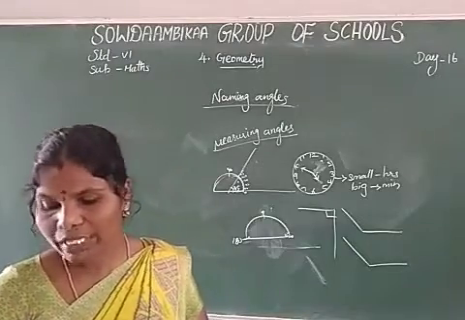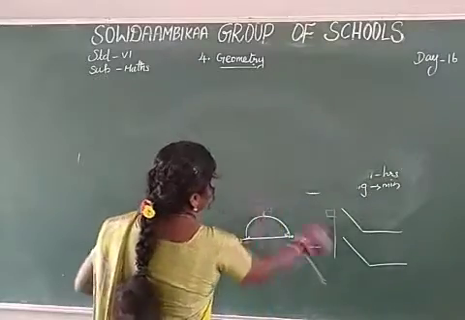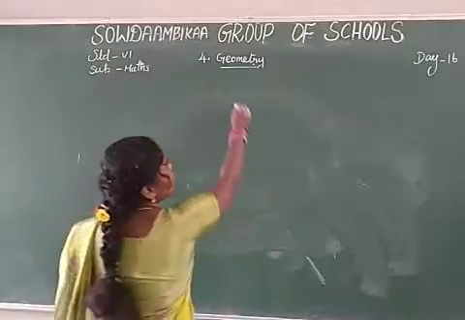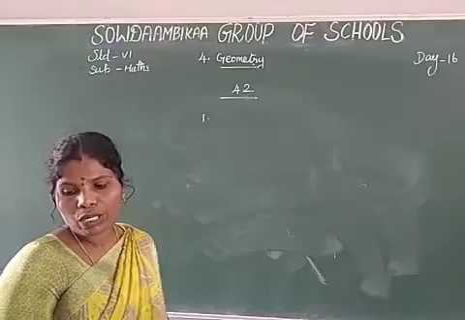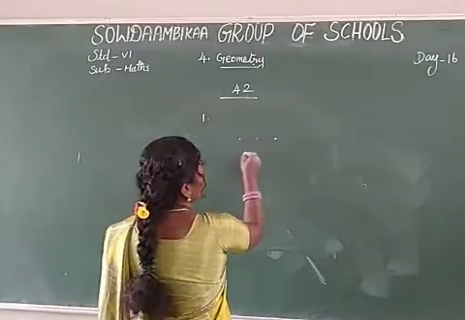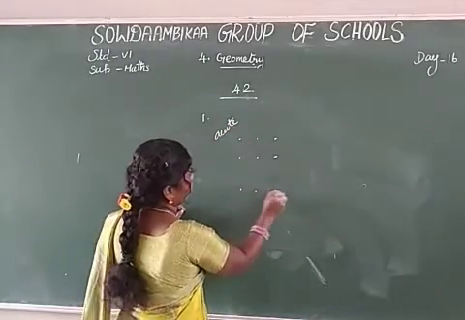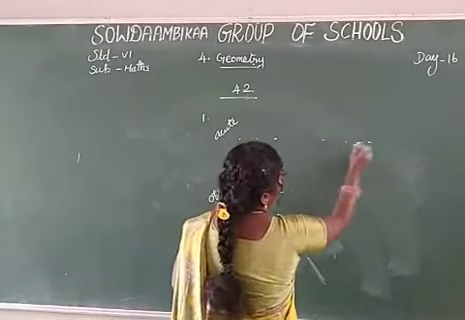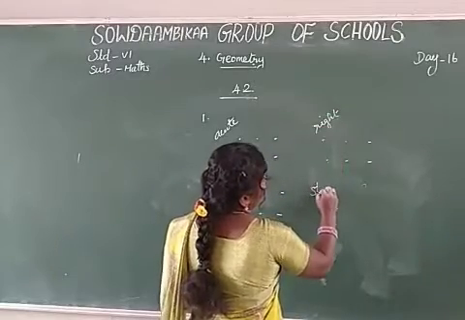Next, take page number 97, exercise 4.2. The first sum: given dots on acute angle, obtuse angle, right angle, straight angle. The 3 points given: acute angle, obtuse angle, right angle and straight angle.